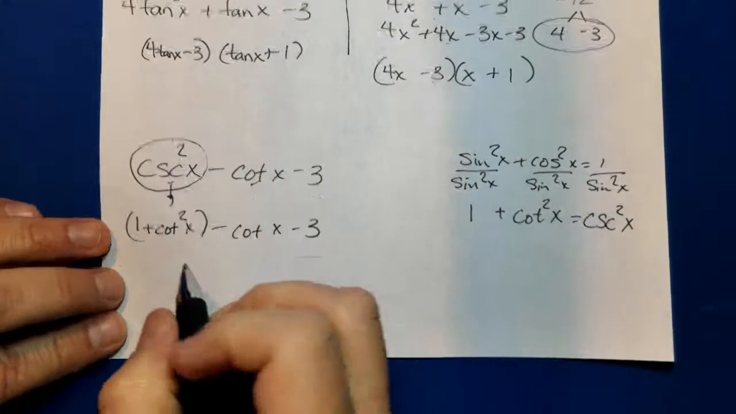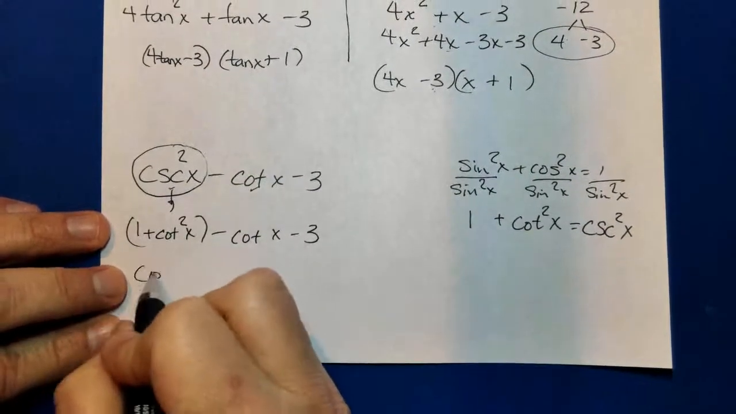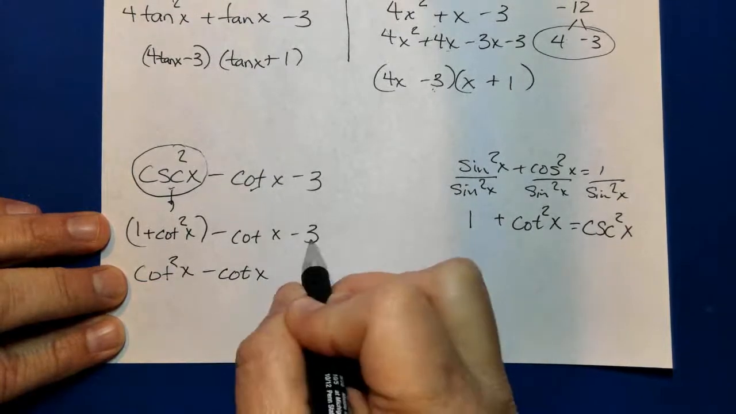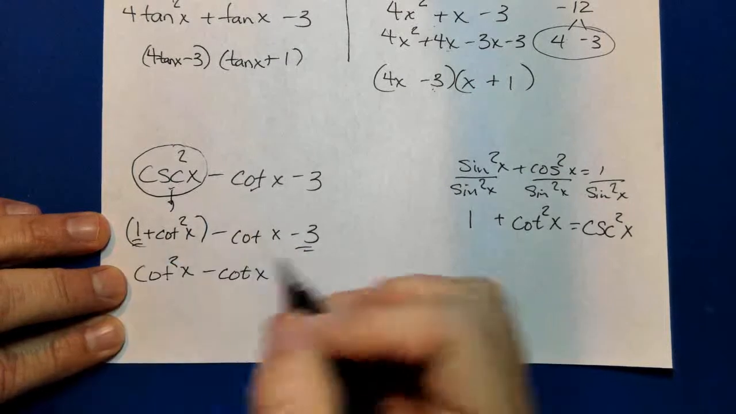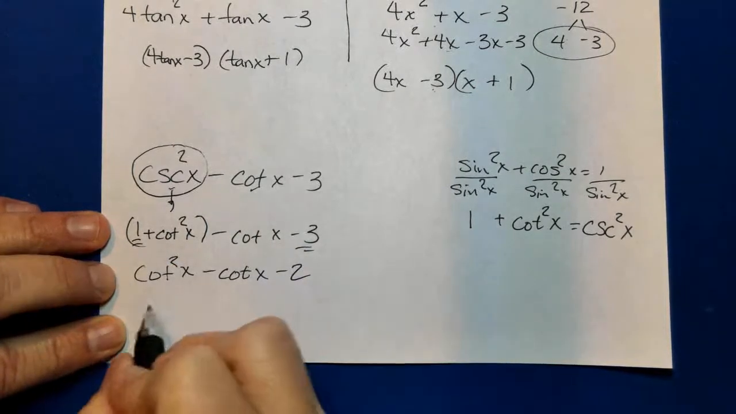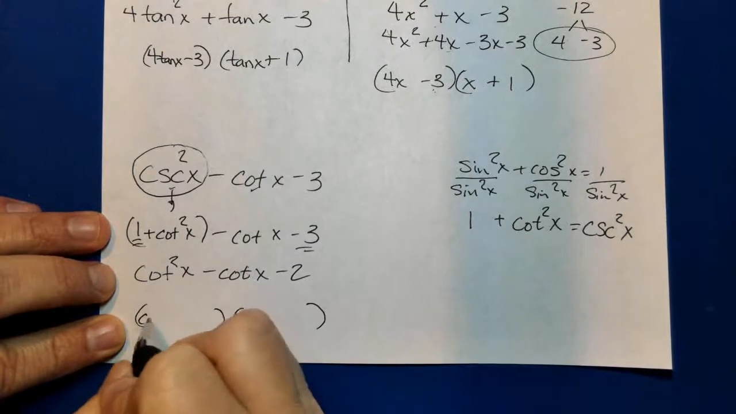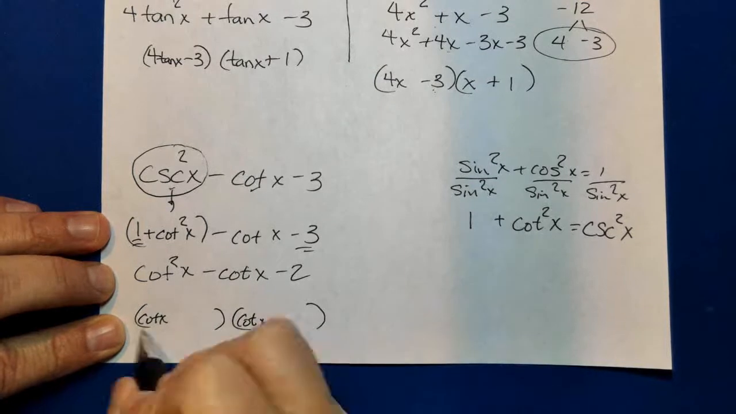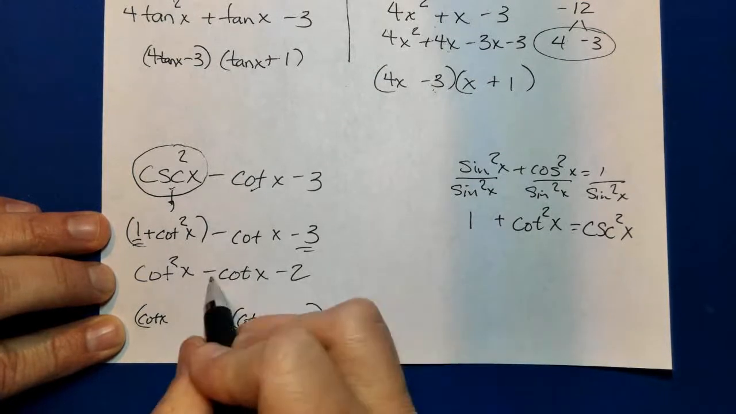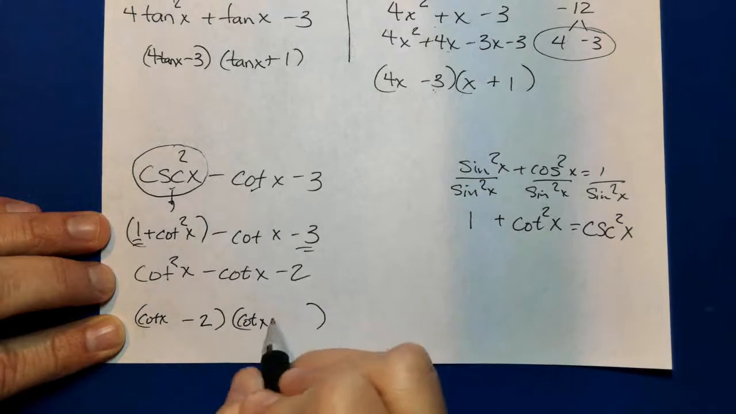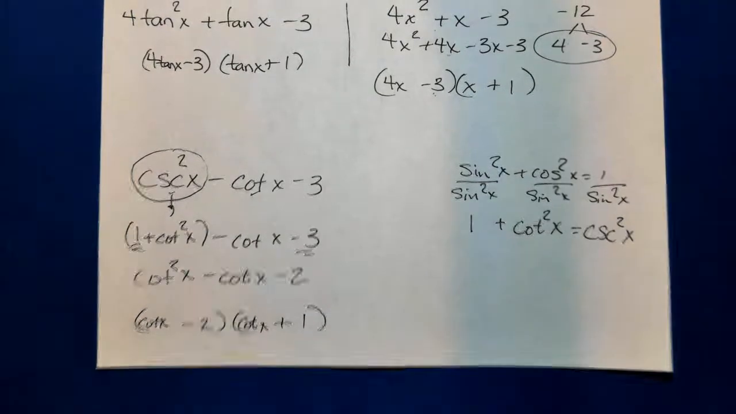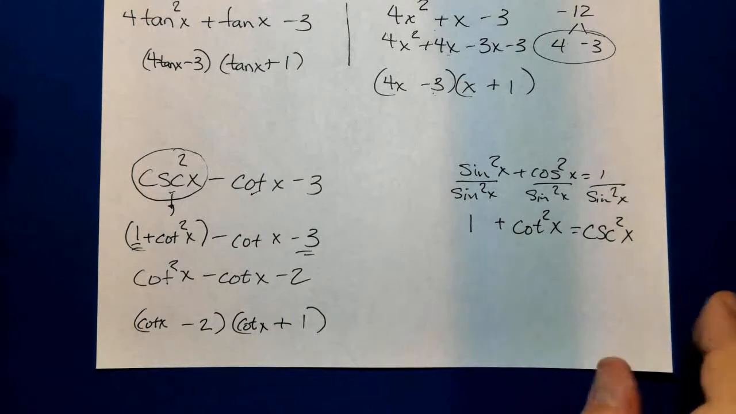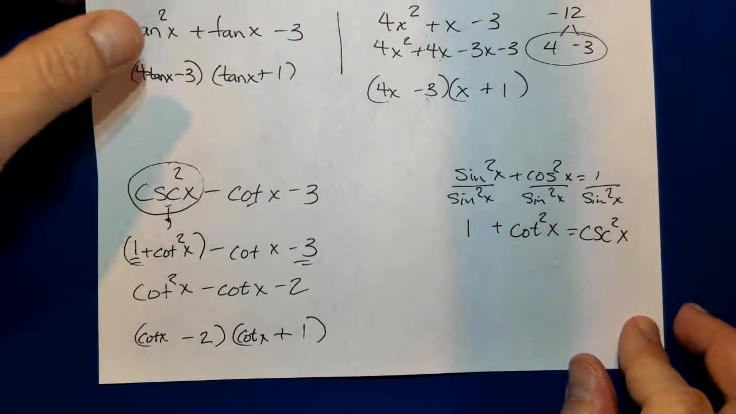Alright, a little bit of simplification going on. Cotangent squared x minus cotangent x, negative 3 plus positive 1, add them together and get negative 2. And let's factor it. Cotangent x times cotangent x makes cotangent squared. Factors of negative 2 that add up to negative 1 would be a negative 2 and a positive 1. What do you think? I hope you like it. Alright, let's do one more example and then we'll call it a day.